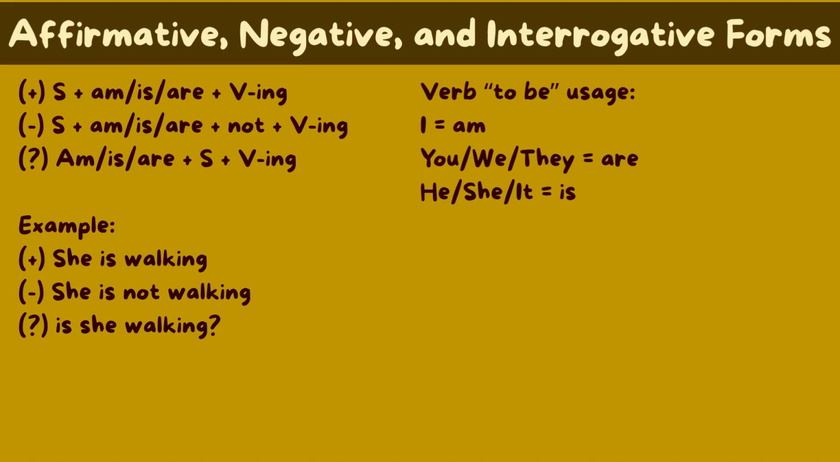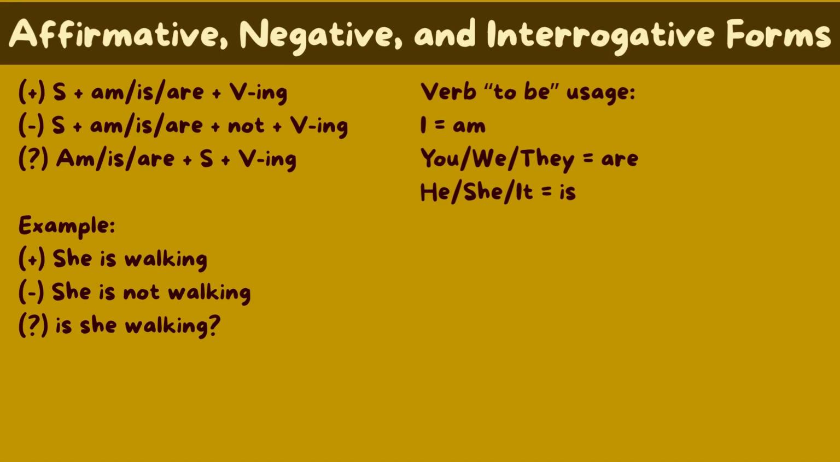For negative sentences, subject plus am, is, or are, plus not, plus the verb ending in -ing. Example, she is not walking. And for questions, am, is, or are, plus the subject, plus the verb ending in -ing. Example, is she walking?